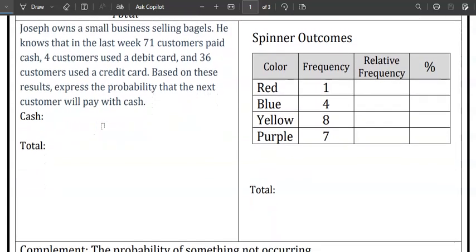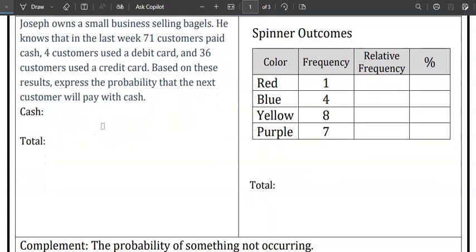Joseph owns a small business selling bagels. He knows in the last week 71 customers paid cash, 4 customers used a debit card, and 36 customers used a credit card. Based on these results, express the probability that the next customer will pay cash.